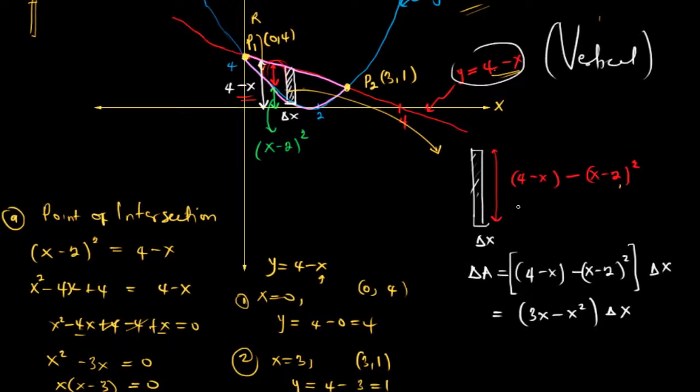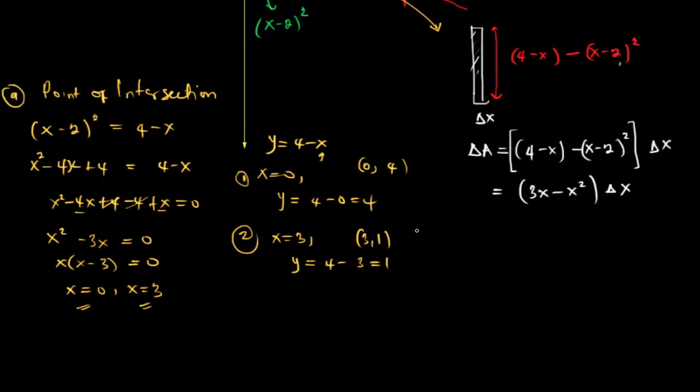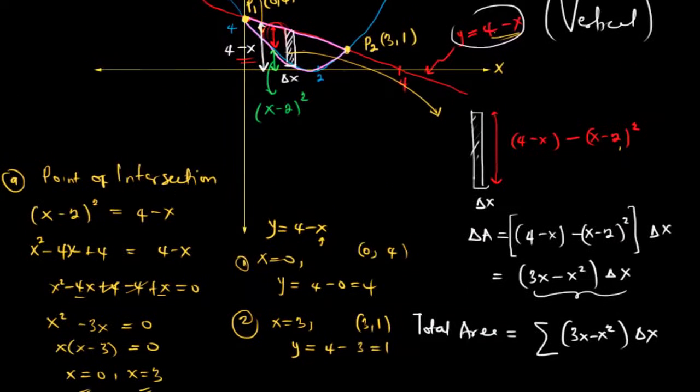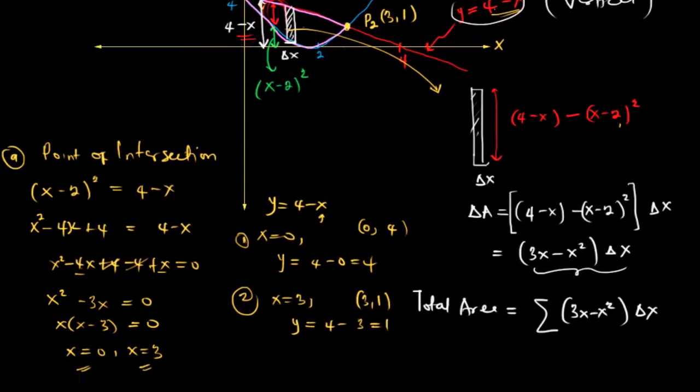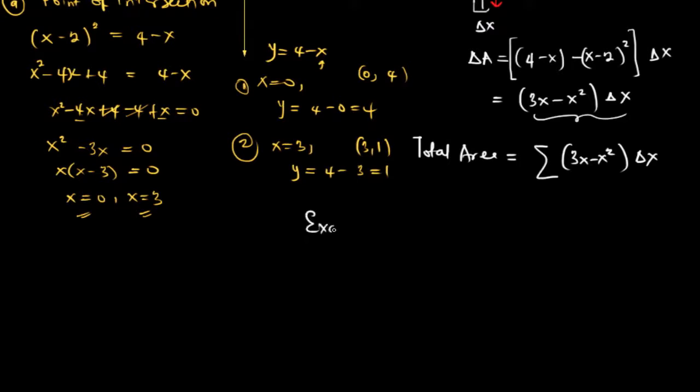So again, you recall, the first step is we've gotten the area of the slice, then the next is we sum the whole slices. So that is the total area. The total area is just going to be the sum of all what we have here, which is 3x negative x squared multiplied by delta x. But then we want to find the exact value. So that is the exact area. The exact area is actually the limit as delta x tends to 0 of this whole thing here, that's 3x negative x squared multiplied by delta x.